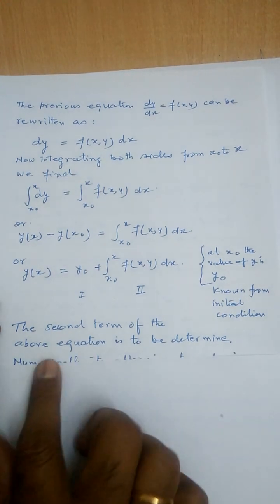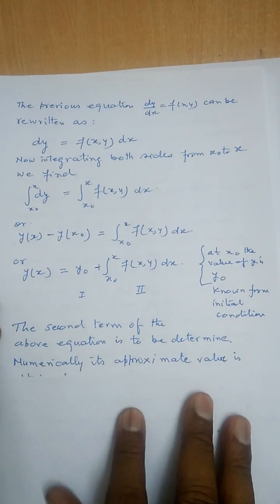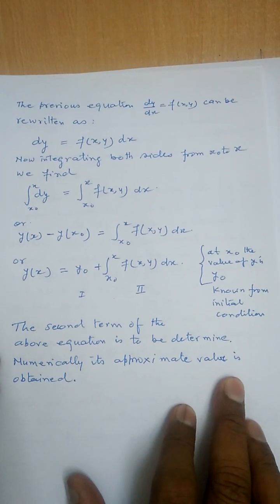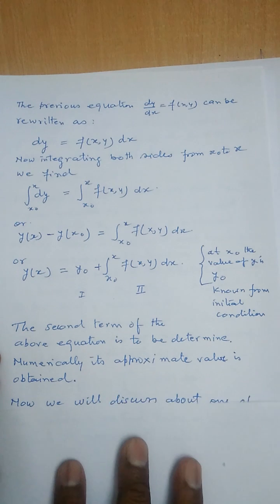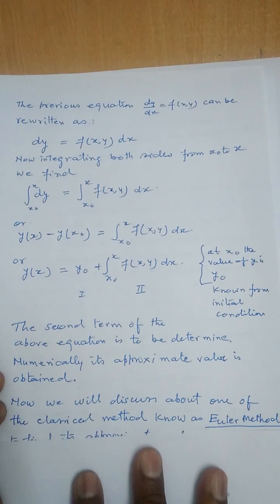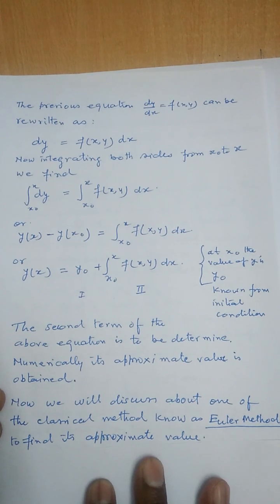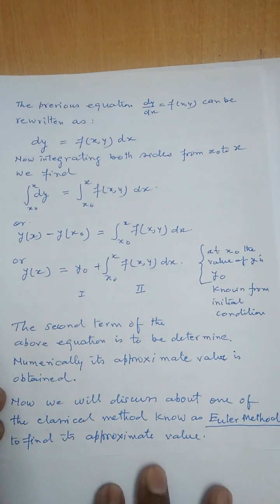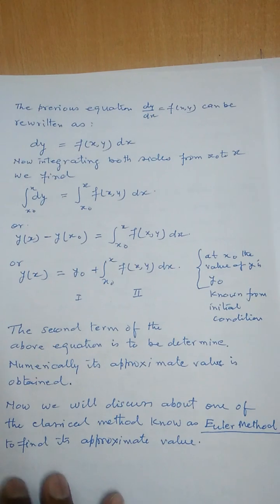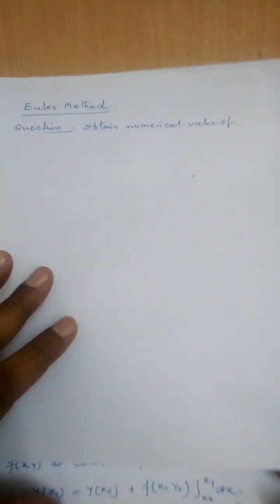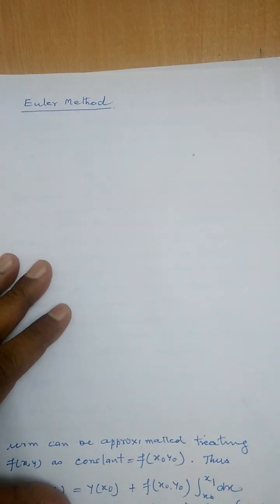The second term of the above equation is to be determined numerically; this approximate value is obtained. Now we will discuss one of the classical methods known as Euler's method to find the approximate value of this second part.